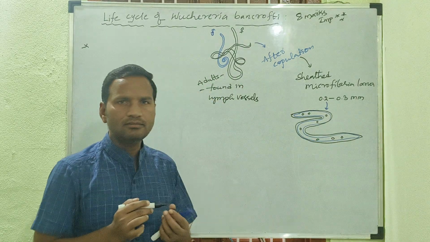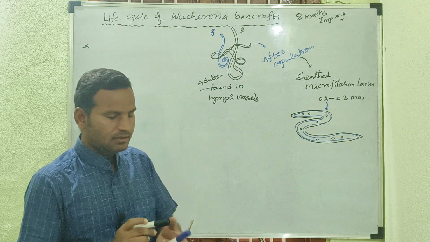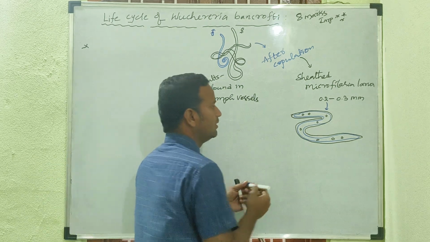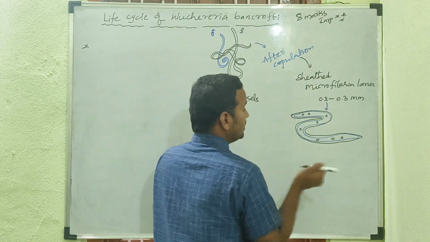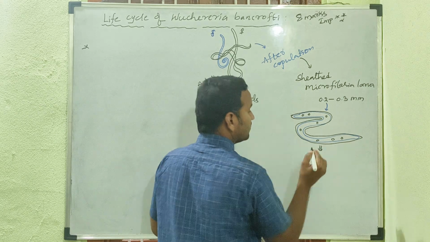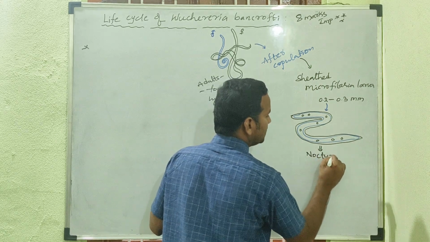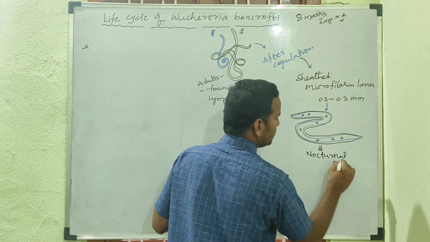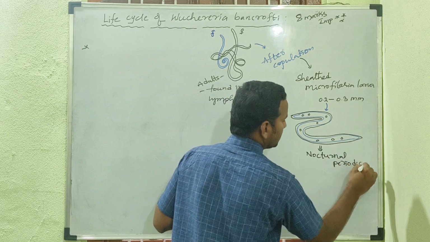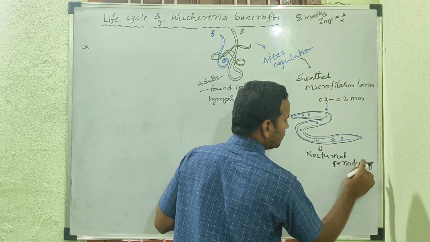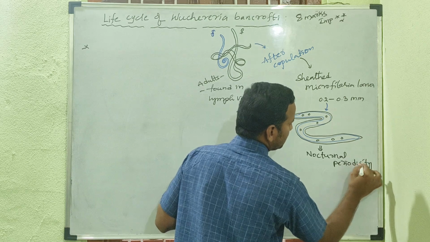Yes. What is that? Sheathed microfilaria larva. Then the sheathed microfilaria larva can exhibit what? Nocturnal periodicity. What is the meaning of nocturnal periodicity?